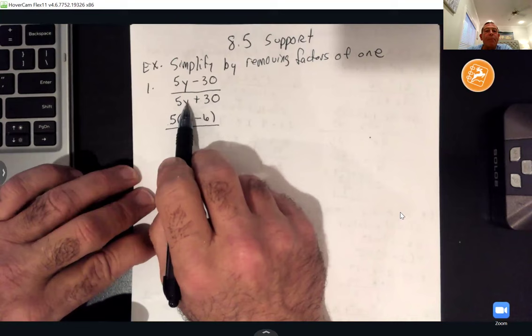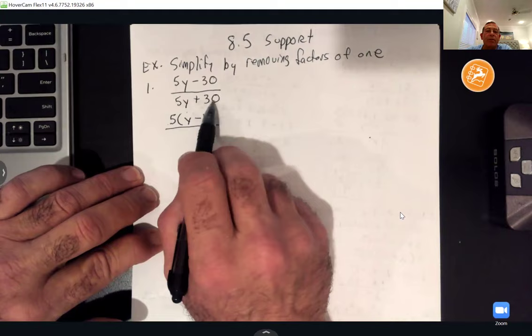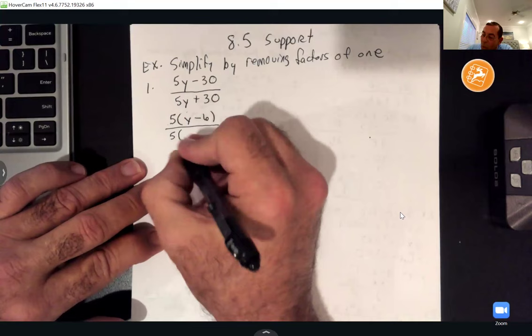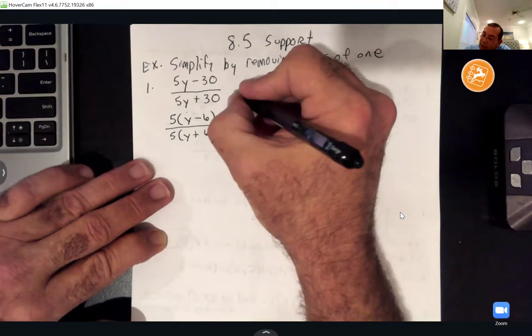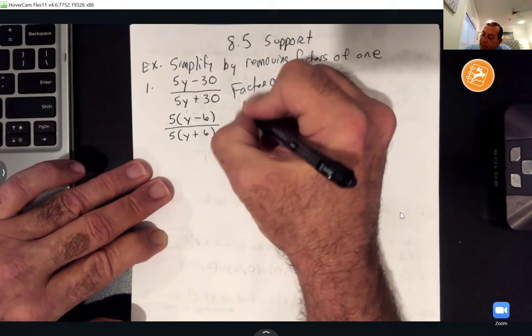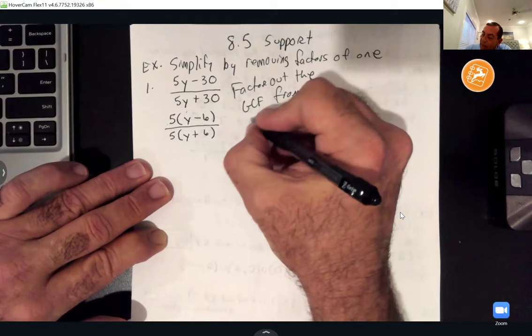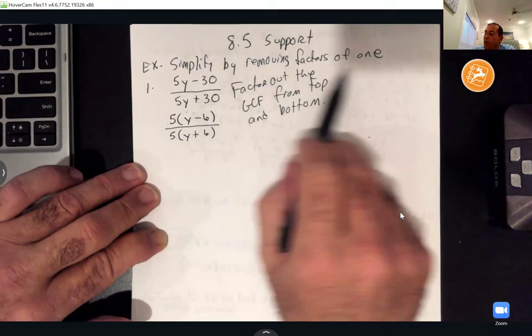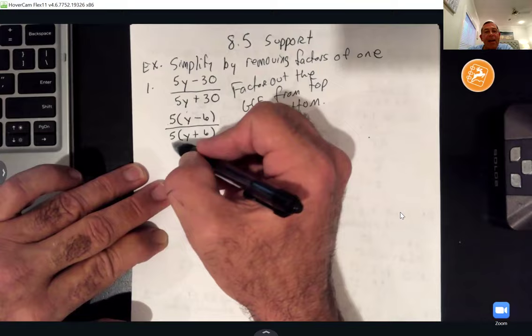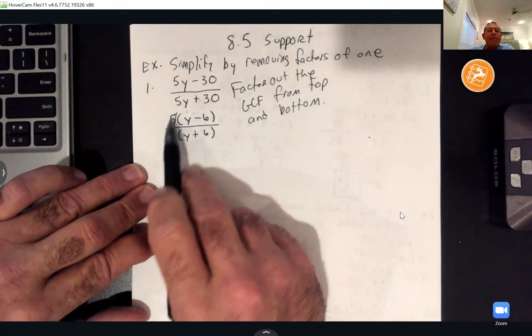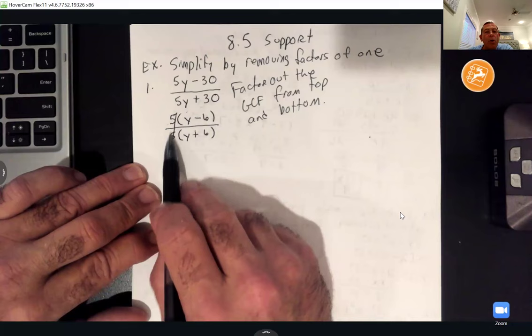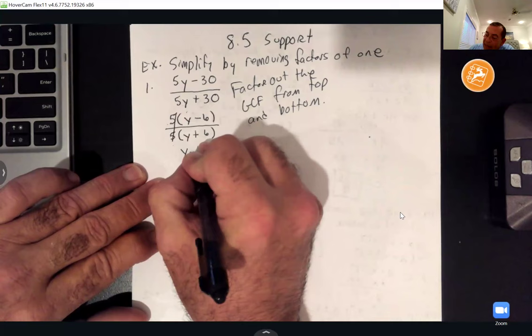Now you've got to factor the bottom. Well, same thing. You've got the same numbers. So their greatest common factor is a 5. Well, that's going to leave you a y plus 6. So you've got to factor out the GCF from top and bottom. Now, removing factors of 1. Well, 5 divided by 5, guess what? 5 divided by 5 is 1. So that's what they're talking about. Cancel out any factors that are common on the top and the bottom. So if we remove that by canceling it out, all that's left is y minus 6 over y plus 6.